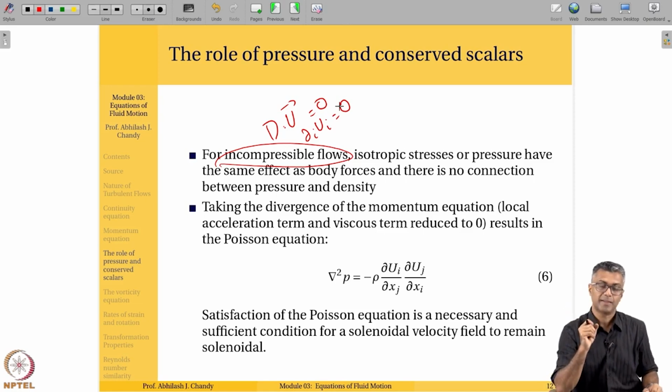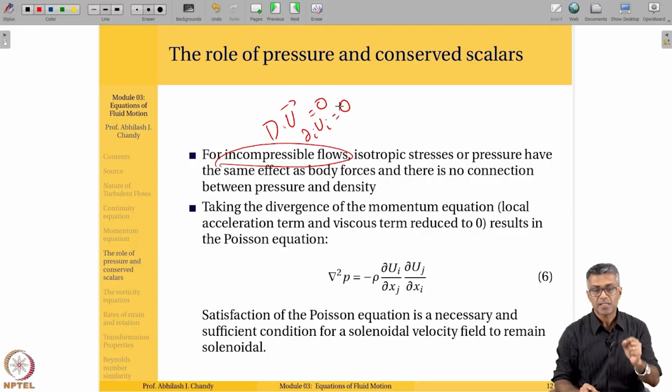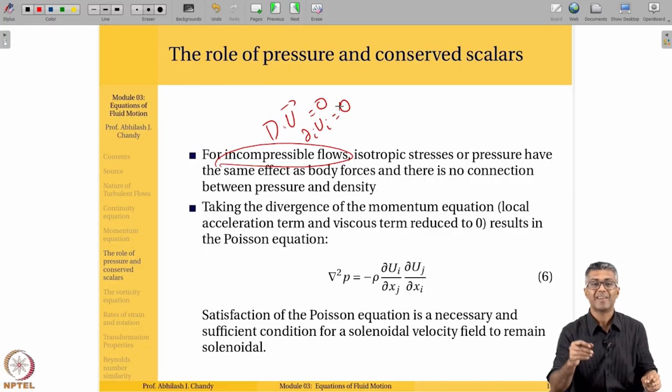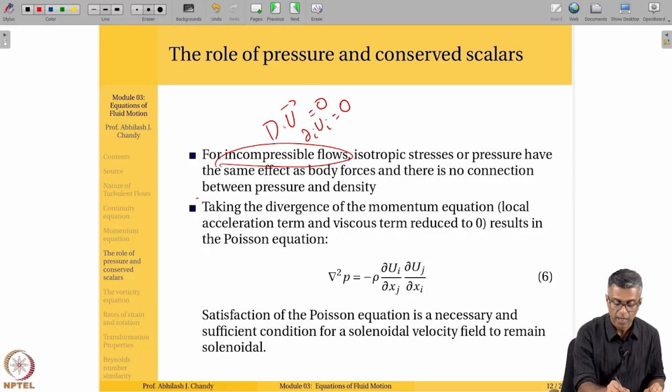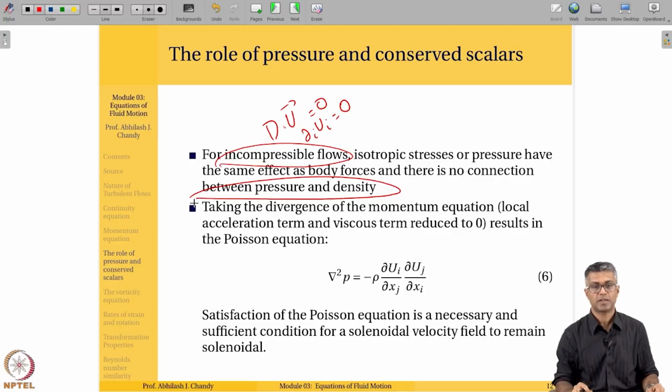When I started this class, we talked about the definition of incompressibility, and one of the ways we defined it is that the density does not change with respect to pressure. So density is independent of pressure. There is no connection between pressure and density. That is the actual definition of incompressibility. In such a scenario, the role of pressure is just an added body force. It has the same effect as a body force.